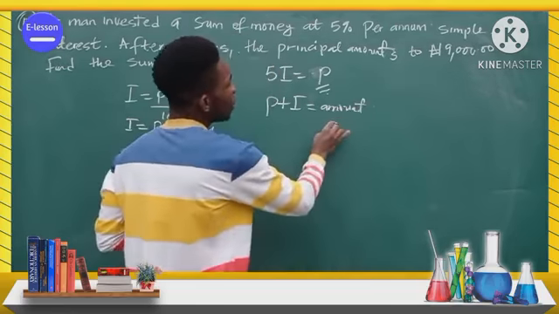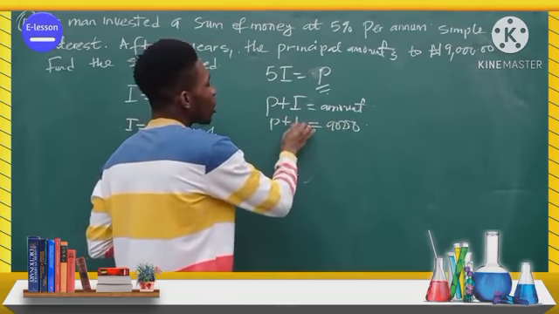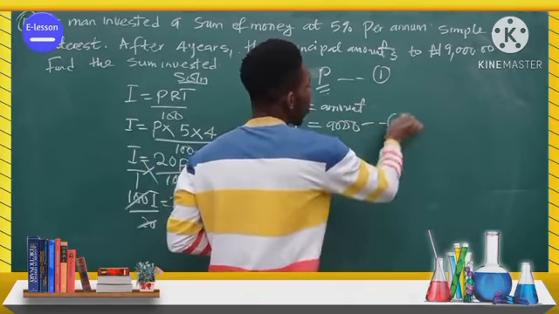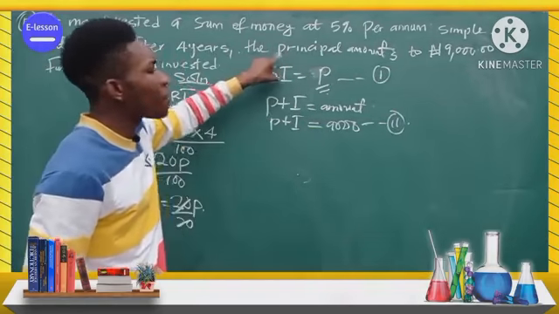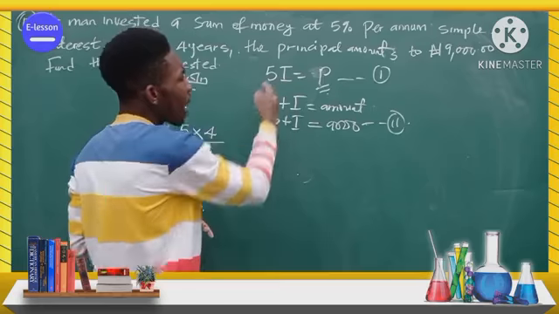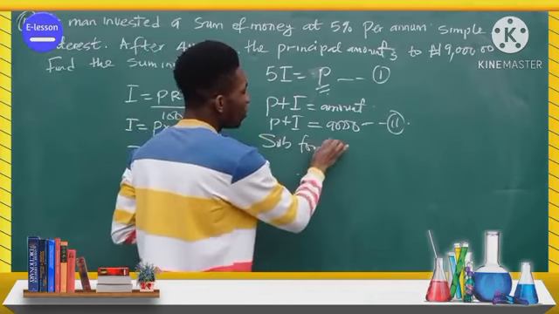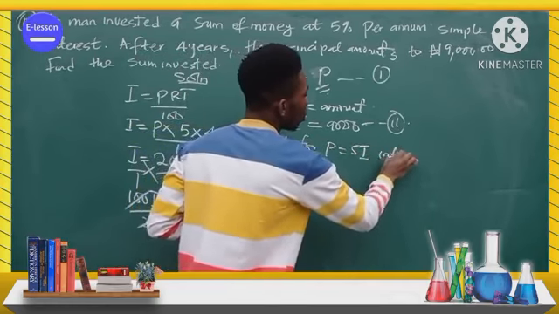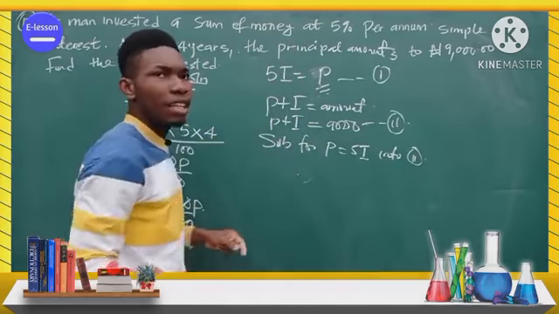What is the amount given? 9,000 is equal to P plus I. Now let's say this is equation 1, this is equation 2. From equation 1 we got that our P is equal to 5I. So in place of P in equation 2, we can put 5I, isn't it? So substitute P is equal to 5I into equation 2. Wherever you see P, put 5I in equation 2.